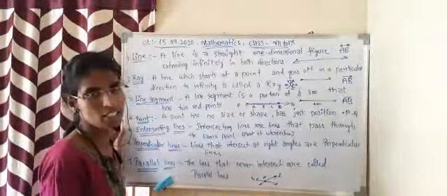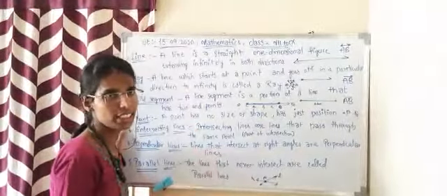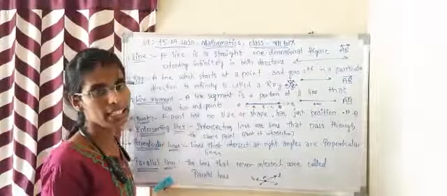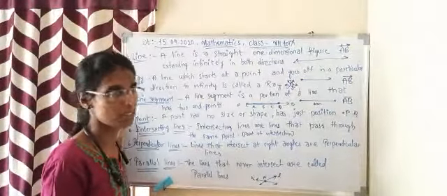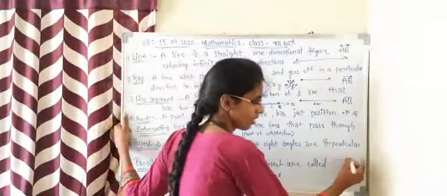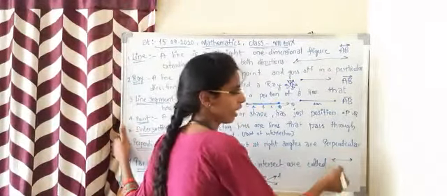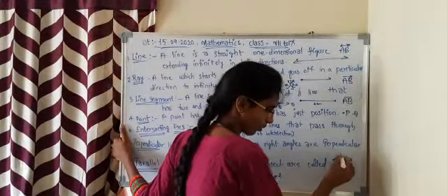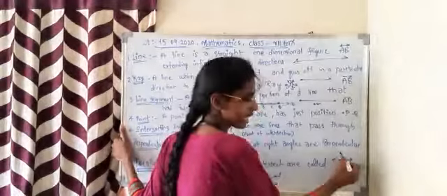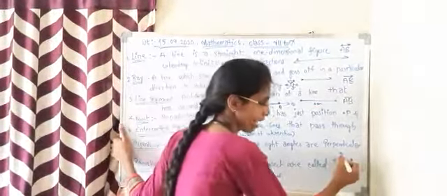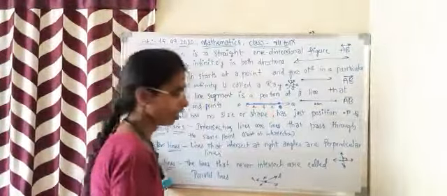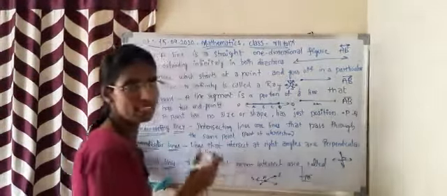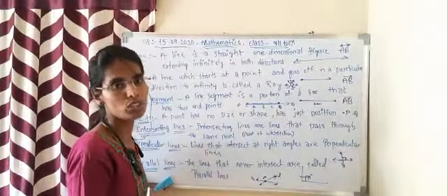Next, perpendicular lines. What is the difference between perpendicular lines and intersecting lines? Perpendicular lines are also intersecting lines, but they make an angle of 90 degrees, that is, right angles. This is the x-axis, as we normally see in our graphs, and this is the y-axis. These are perpendicular lines because they make 90 degrees. Any two lines which make 90 degrees while intersecting are said to be perpendicular lines.